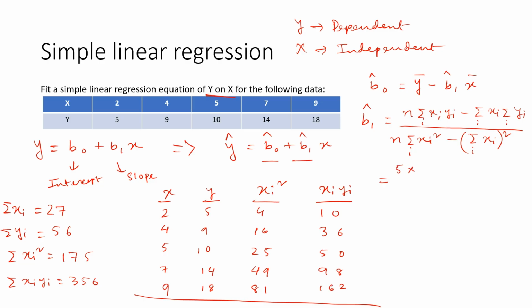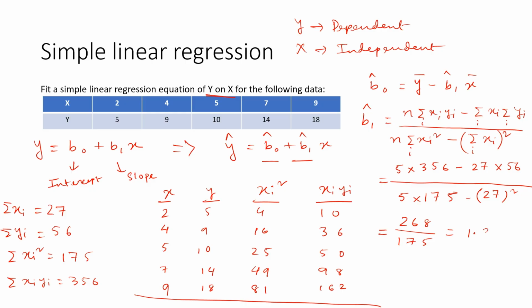So 5 into summation xi yi, that is 356, minus summation xi, that is 27, into summation yi, that is 56, whole divided by 5 into summation xi square, that is 175, minus summation xi whole square, that is 27 square. If we simplify these values, we get 268 by 175, which is equal to 1.835. So this is the estimated value of b1 hat, the slope parameter.